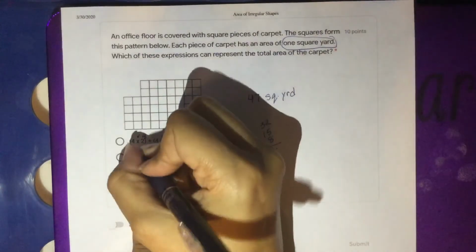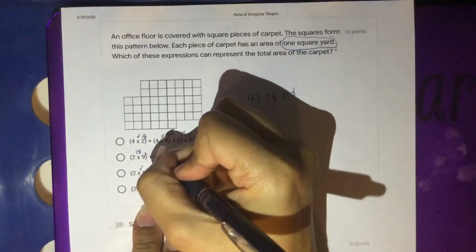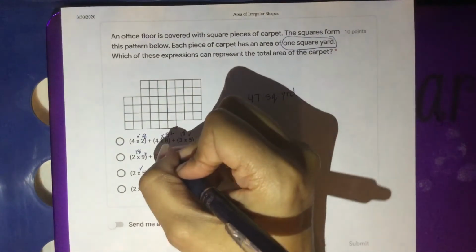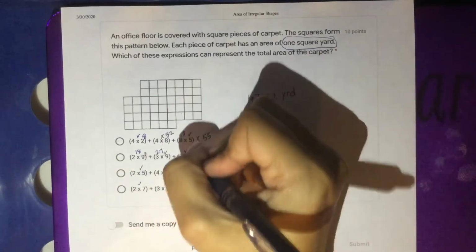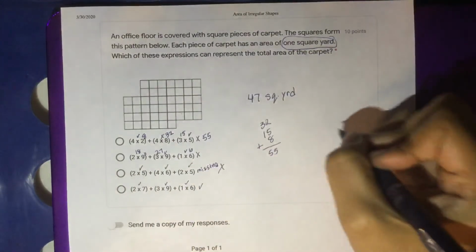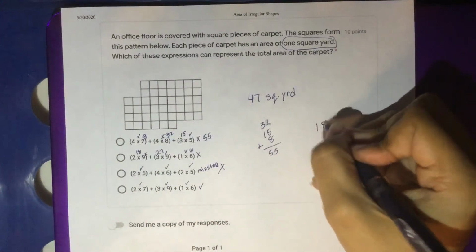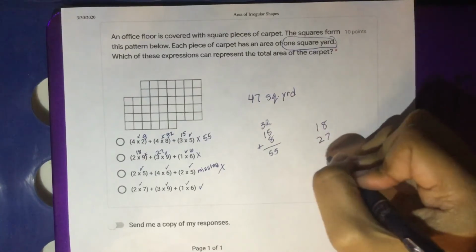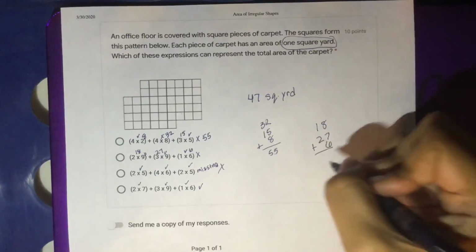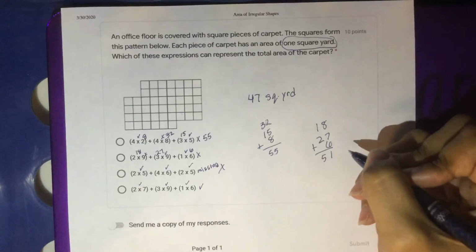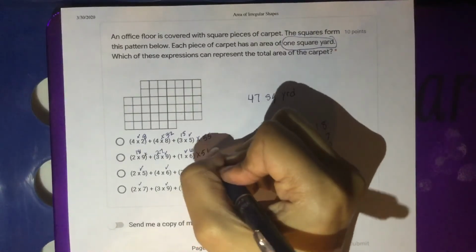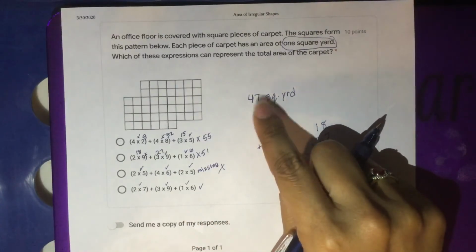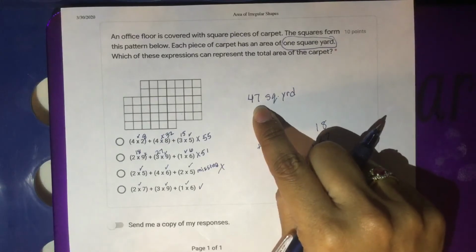When we do the next one, we know 2 times 9 is 18. We know 3 times 9 is 27, and 1 times 6 is 6. Then we would add these together. 18 plus 27 plus 6, okay? And that comes out to 51. And so that's not our answer because we know there's 47 square yards.